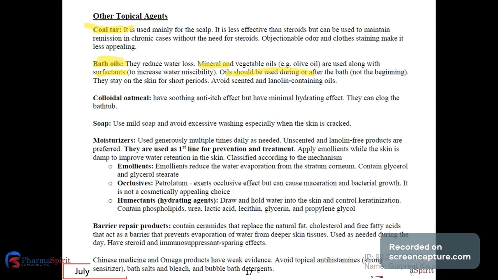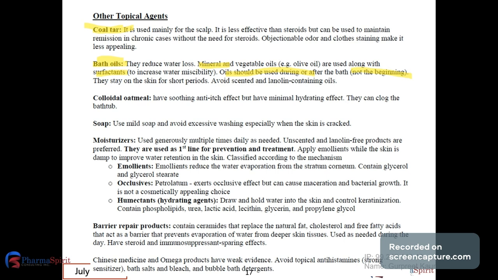So, again, the idea is after we take a bath or during the bath when the skin is really hydrated, we apply the oil to retain the hydration in the skin, in the stratum corneum. If we apply the oil at the beginning of the bath or before the bath, it actually will reduce the hydration because the oil will work as a water repellent and will prevent the water from getting into the skin. So that's why we need to apply it during or after the bath.